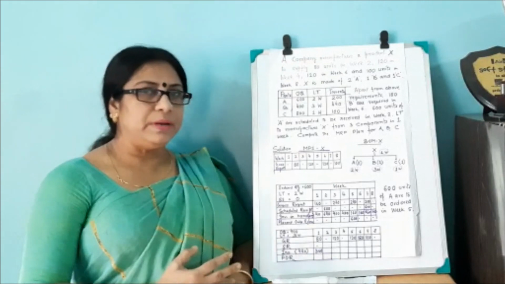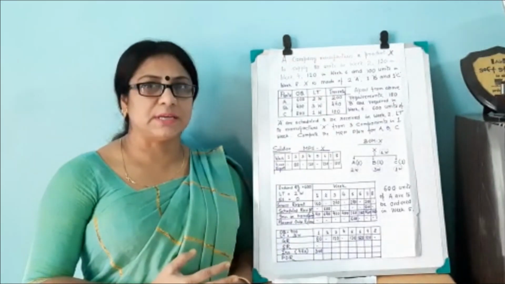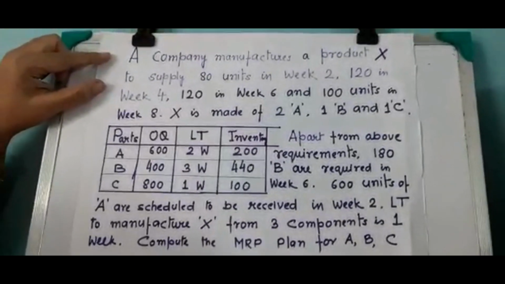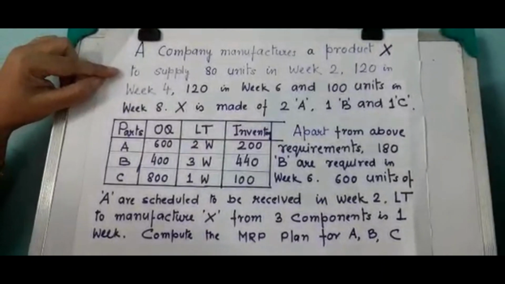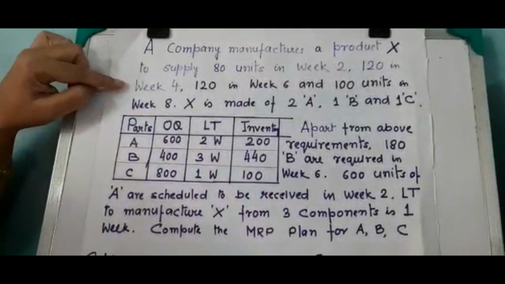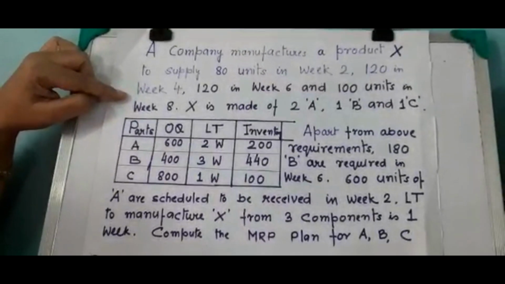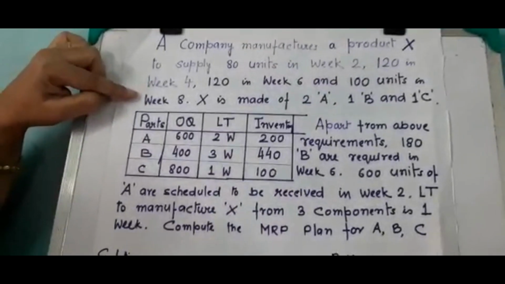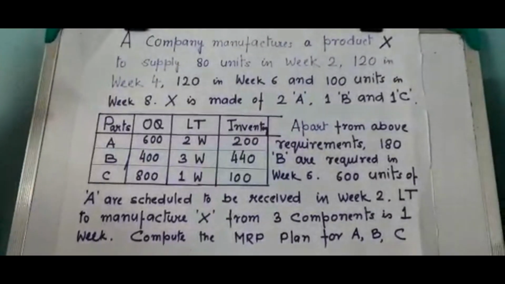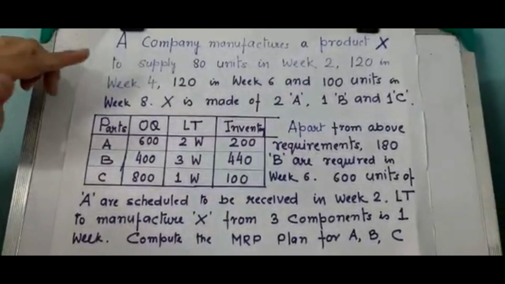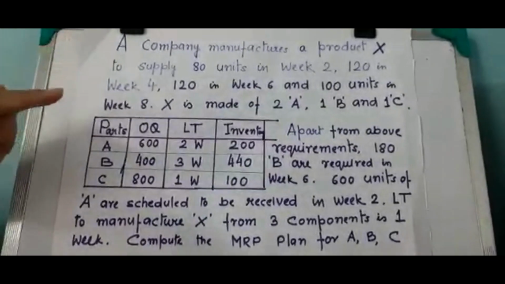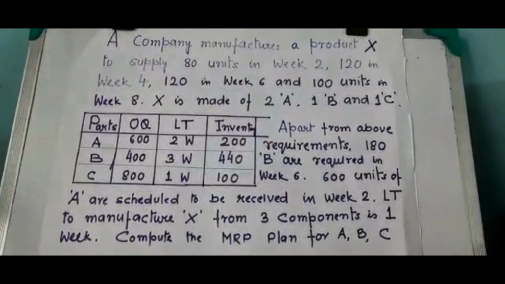So we have taken a problem to understand how these MRP computations are done. The problem is a company manufactures a product X to supply 80 units in week 2, 120 in week 4, 120 units in week 6 and 100 units in week 8. So the finished product for the company is the product X, and the company is supposed to supply 80 units in week 2, 120 in week 4 and then again 120 in week 6 and 100 units in week 8.